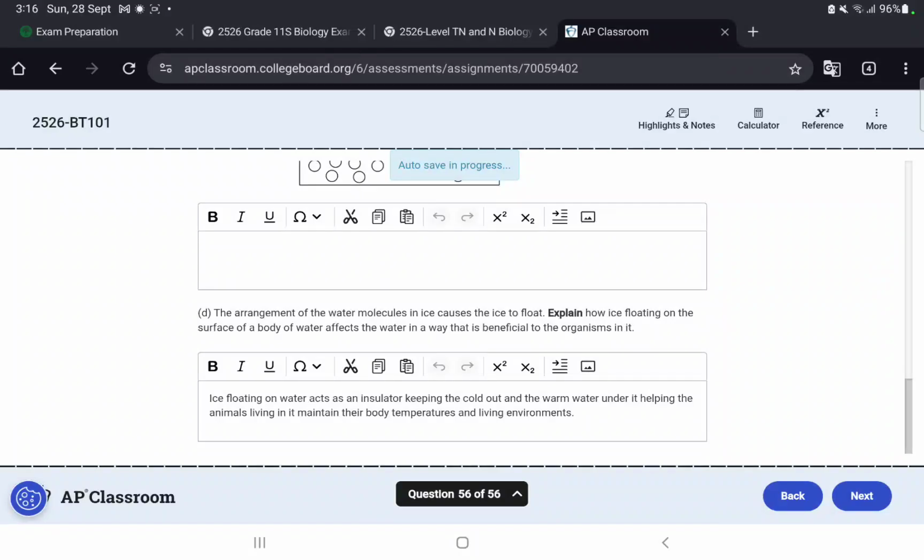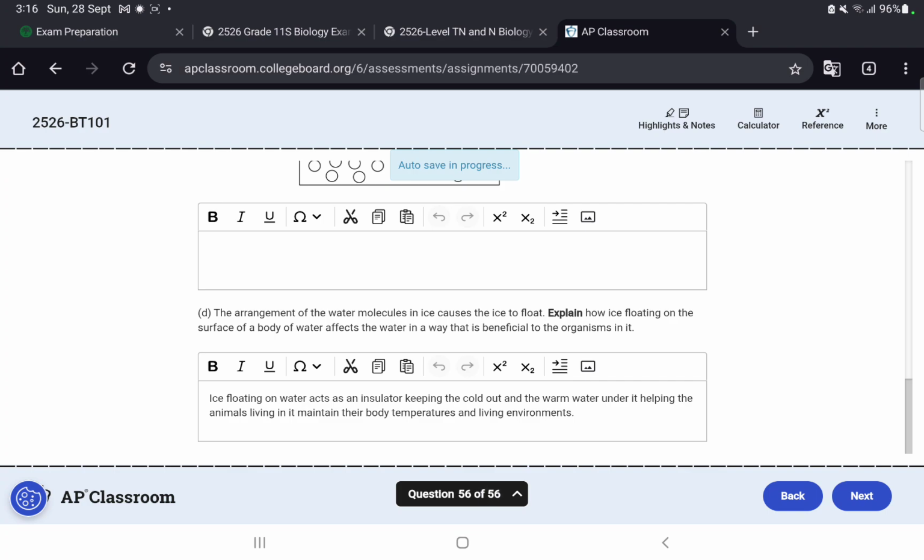Part D: the arrangement of water molecules in ice causes the ice to float. Explain how ice floating on the surface of a body of water affects the water in a way that is beneficial to the organisms in it. It's just like that question that always comes up about the river with the fish, the little picture of the fish and the ice on top and the insulation and so on. So ice floating on water acts as an insulator, keeping the cold out and the warm water under it, helping the animals living in it to maintain their body temperatures and living environments.